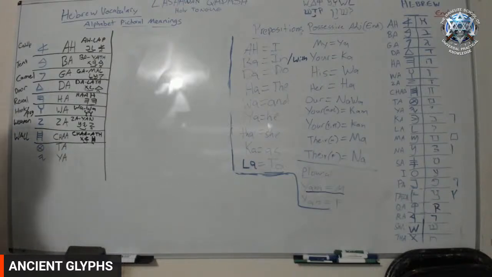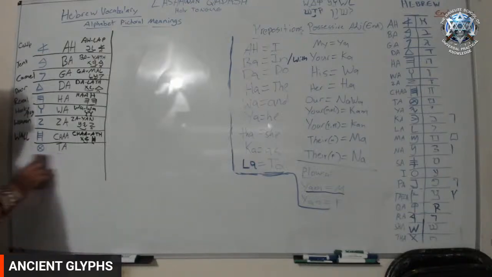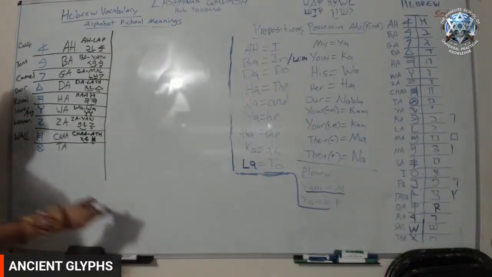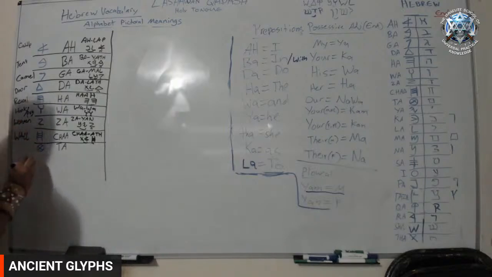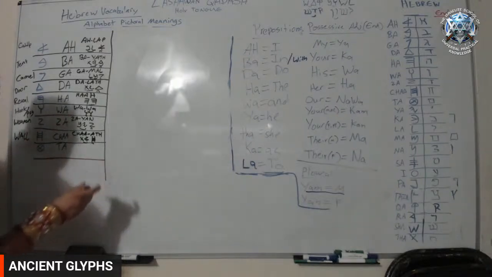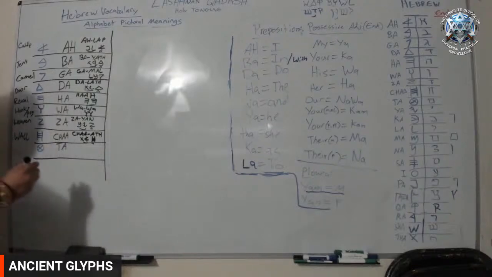So these are your basic pictorial characters. Again, the Hebrew language is a hieroglyph language, even more sophisticated than the Egyptian language, ancient Hebrew.